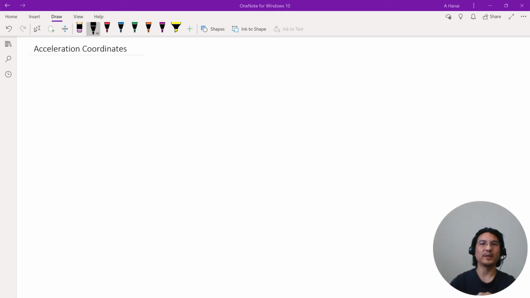Hey everybody, I wanted to make a quick note about the importance of your choice of coordinate systems and apply it to acceleration as an example. So let's say you're riding your bicycle going that way, 20 meters per second. Is that realistic? That's like 45 miles per hour.